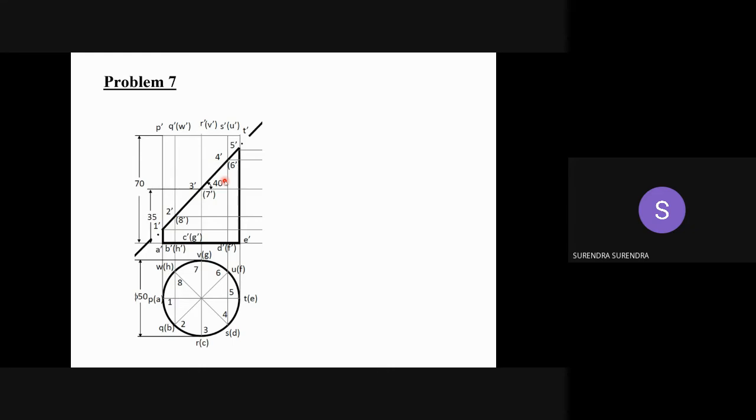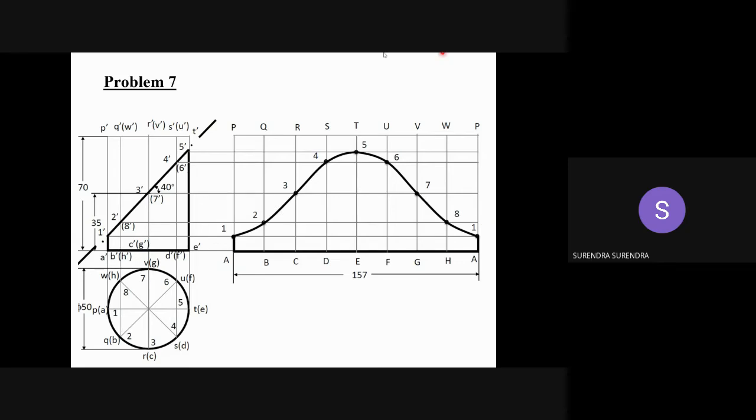Now, drawing the developed surface. First draw the rectangle, with length equal to the circumference of the circle, pi d, that is pi into 50 mm. It is around 157 mm, and the height equal to the axis length. Draw the development of the complete cylinder first, and draw the generators. As we divided the total circle into 8 parts, draw the 8 generators.